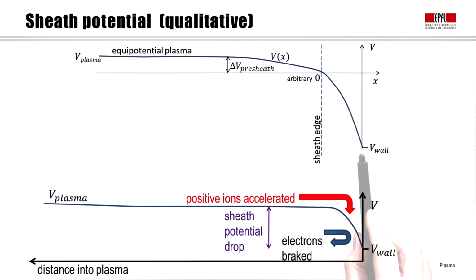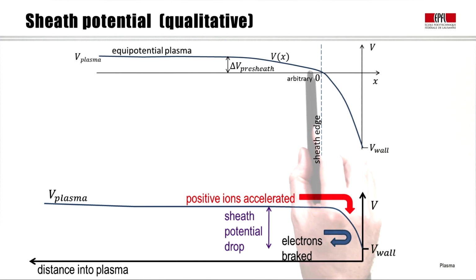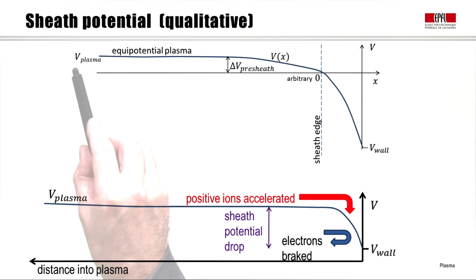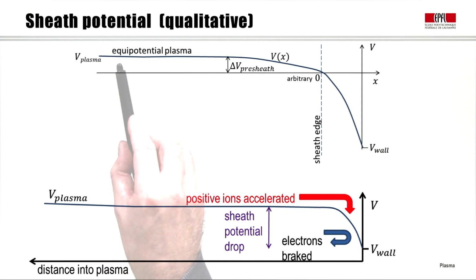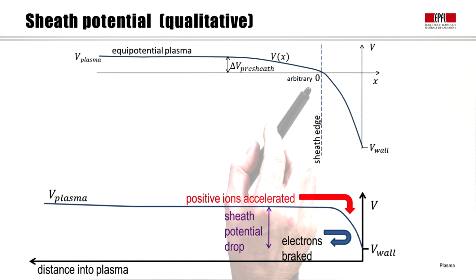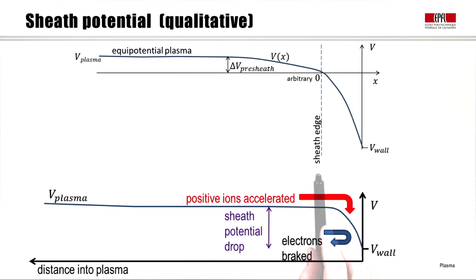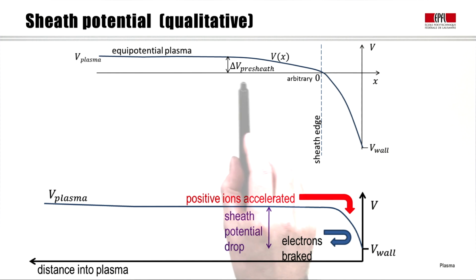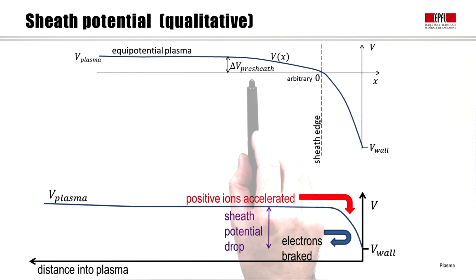We say that the potential on the wall is V wall. The potential profile is V of x, where x is the distance from the wall, and V plasma is the potential of the plasma, which is equipotential at a large distance from the wall. We will introduce an arbitrary zero of potential at the edge of the sheath, which will be defined later on, and there is a drop from the plasma potential down to the sheath edge, which we will call delta V pre-sheath.